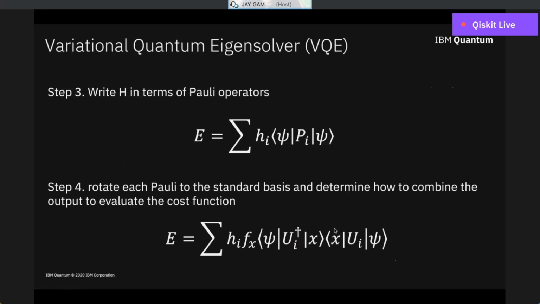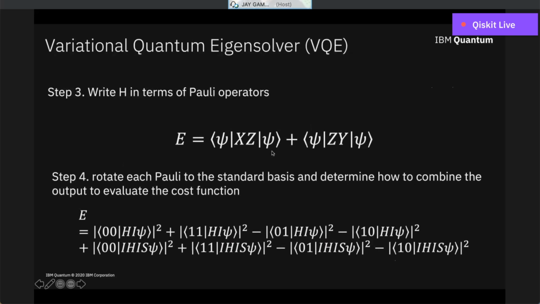The next part is, if I can write H in terms of Pauli operators, I can then calculate the energy by simply measuring these different Pauli operators. And I can measure each one of these different Pauli operators by adding to the circuit a different rotation in the single qubit space that allows me to create a new circuit. And then by simply combining the results together in a way determined by the Pauli operators I want to measure and the weighting coefficients H, I can calculate this energy.